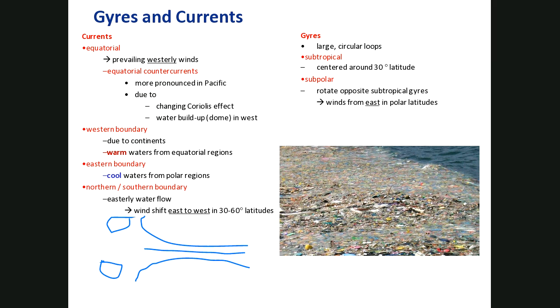And then there's a boundary, right? There's an easterly water flow where the wind shifts from the east to the west in those mid latitudes, and that's gonna change things. So that's gonna be currents. Gyres are gonna be big loops.